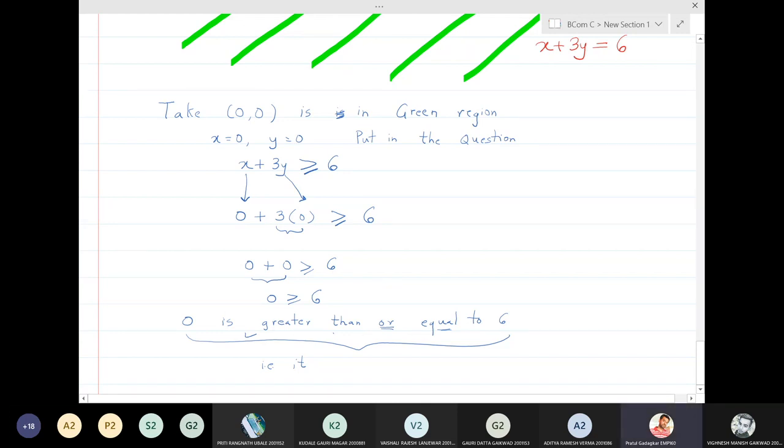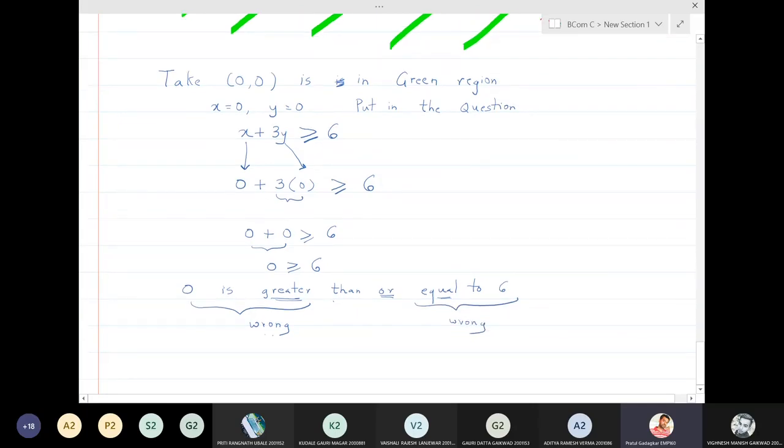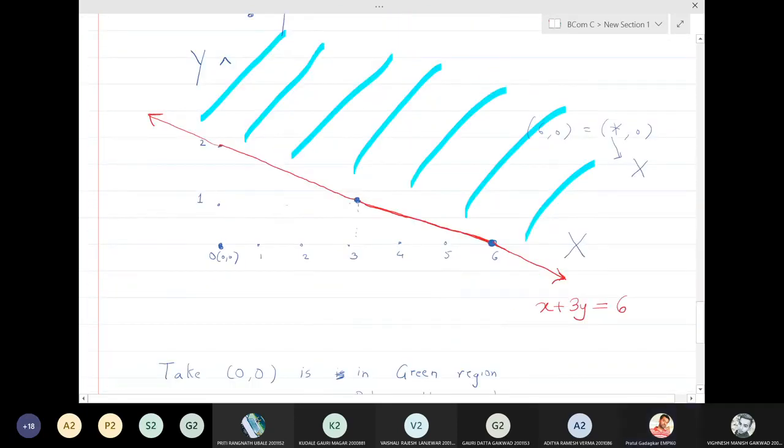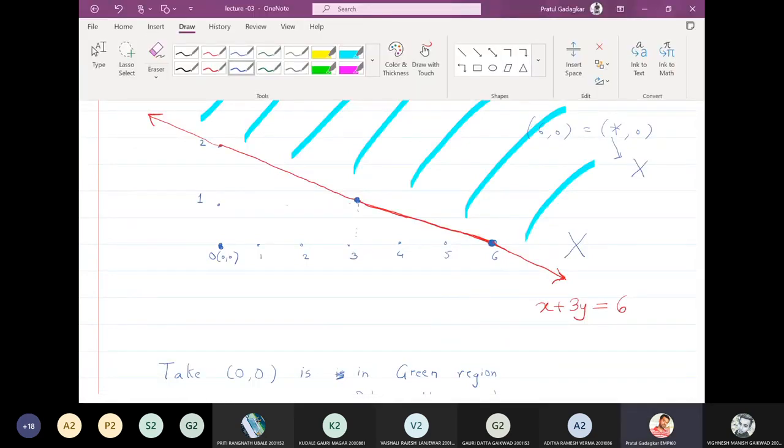We know that 0 is not greater than 6. I'm extremely sorry. 0 is smaller than 6, so this is wrong. Is 0 equal to 6? 0 is also not equal to 6, so this is also wrong. This entire statement is wrong. Therefore, I will draw the x-axis and y-axis again.